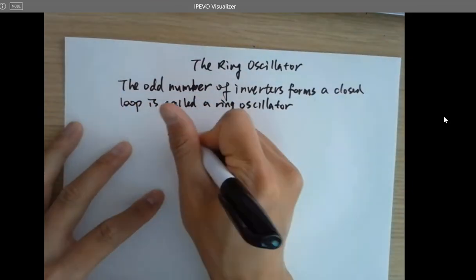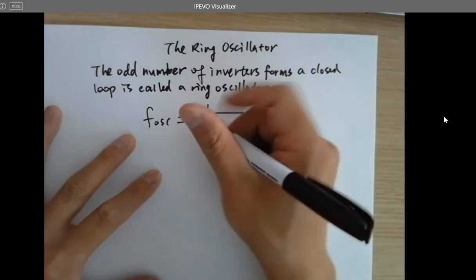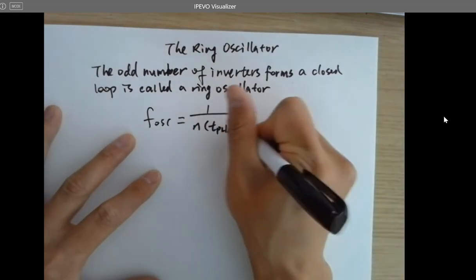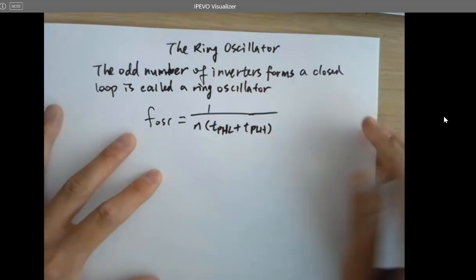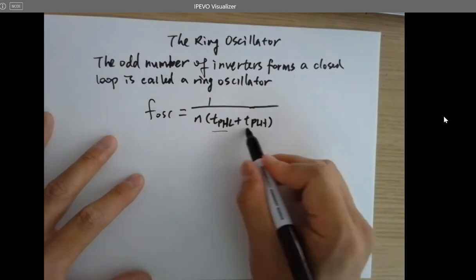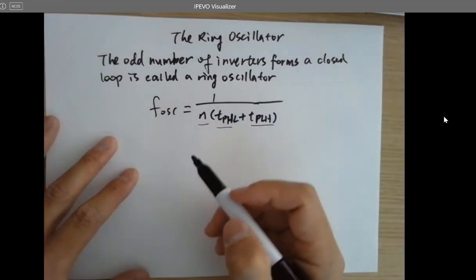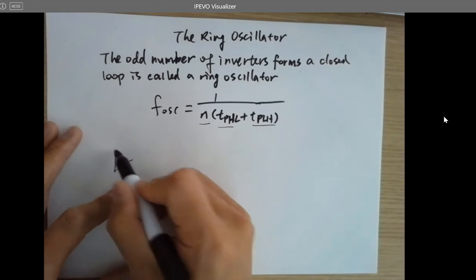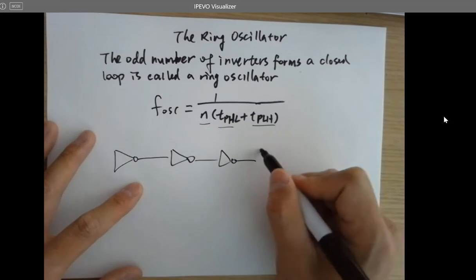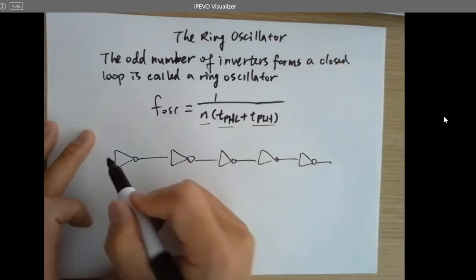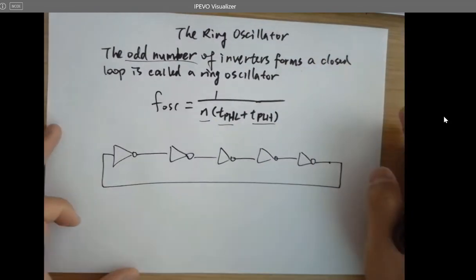And the frequency of the oscillation is determined by the number of inverters in the ring oscillator times TPHL plus TPLH for each inverter. That's for each inverter, okay, and times n, the number of inverters in the ring oscillator. And why is that? Intuitively, let's look at this circuit. I got 5 inverters. Cannot be 6, right? Has to be an odd number.